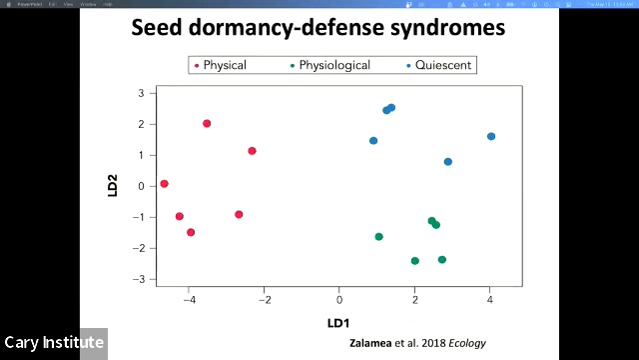And so we tested that framework. And what I have here is a linear discriminant analysis. So this is similar to an ordination. Each point in this analysis is one species. I included 16 different species of seeds in this analysis. And I included 4 different traits related to physical defenses and 2 chemical traits related to chemical defenses. And I will not enter into much detail about the data set, but you can ask me questions afterwards if you are interested.